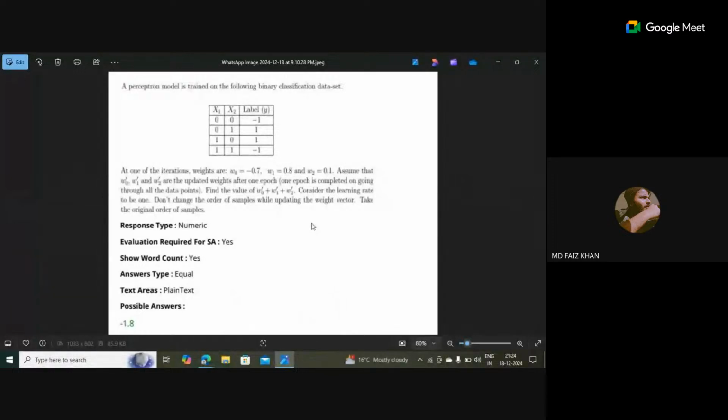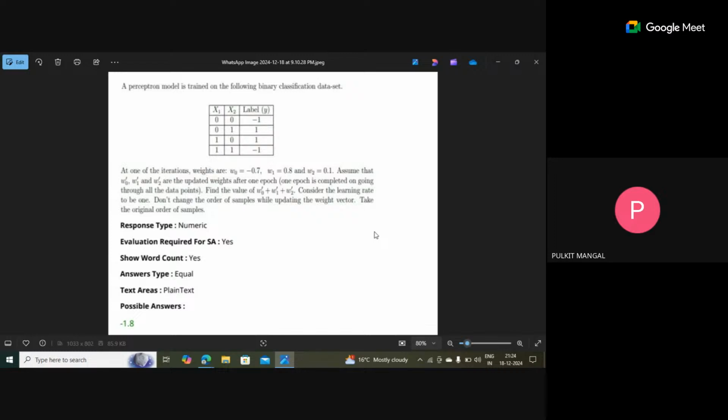Sir, are you able to see my screen? Yes. So this is a question. Here do we have to take x0 as a bias term, or what do we have to do here? First of all, which PYQ is this? I don't remember, sir, but it's based on perceptron. It is taking W0, W1, and W2, so it is also taking the bias. I think it is before the September 22 term.